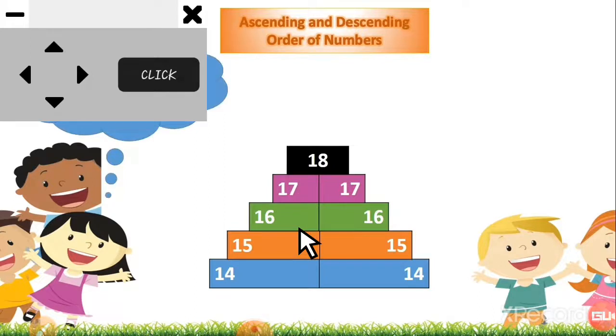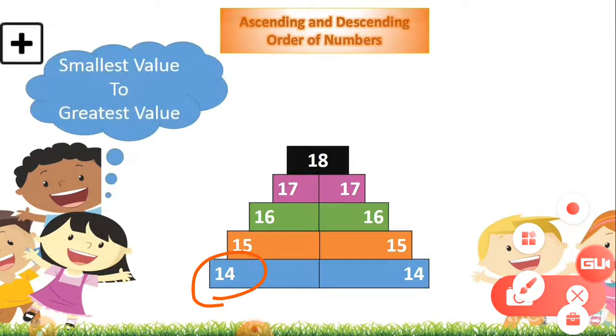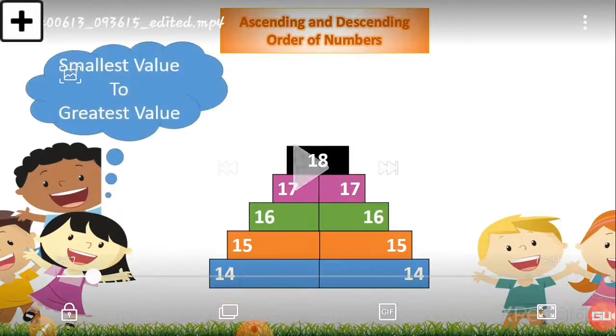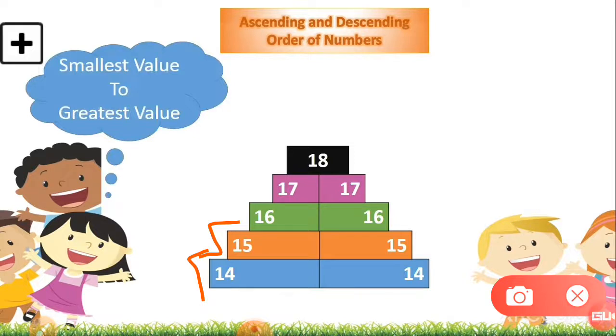Here you have to choose first which number you have to choose. Smallest value to greatest value. So you have to choose the smallest value first. See here, first one, this is the smallest value here, number 14. So you have to write number 14 first. Okay, see this, you have to climb the stairs, this one 14. Then which number will come? 14. You have to climb the stairs. Then 15. See, then 16, then 17, and then the big one, 18.